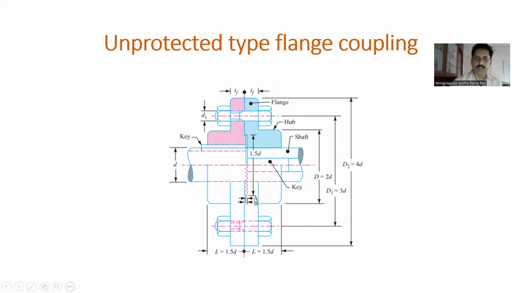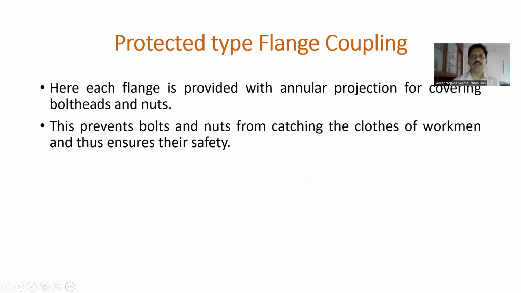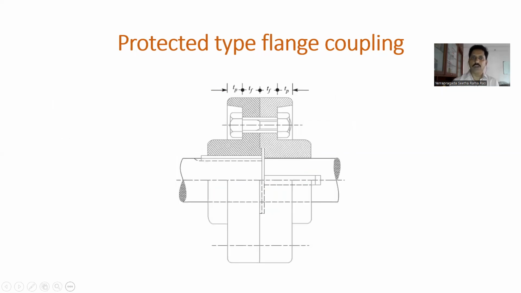These are the dimensions. In the protected type flange coupling, each flange is provided with some kind of projection for covering the bolt heads and nuts here. This is to prevent catching the clothes of the workman and to ensure safety. You should observe the figure here. Some kind of enclosure or protective covering is provided in the protected type flange coupling. This is more important. That is the difference we can identify easily between the unprotected and protected type flange couplings.